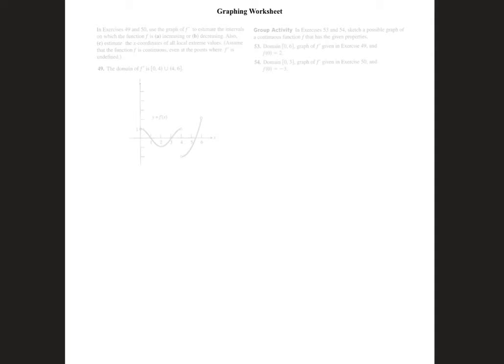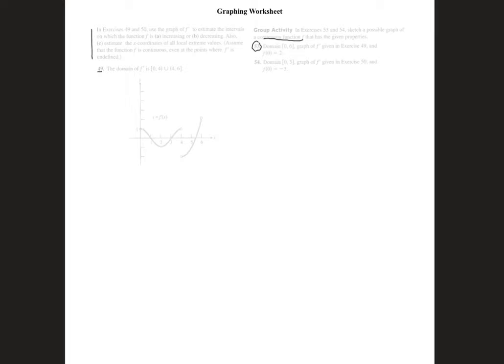So we're going to work some more on this idea of looking at a graph of f prime and trying to come up with a graph of the f that has that derivative. In this one, we are going to answer the questions to 49 here, and then after that, number 53, which is going to ask us to graph a continuous function f that has these characteristics. It has this as its derivative.